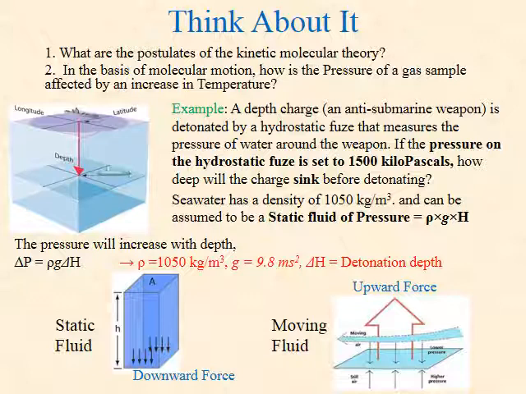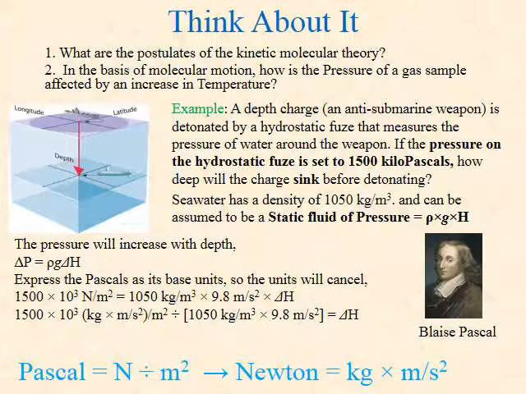The depth of the seawater is the unknown. We substitute 1,050 kilograms per cubic meter for the density, 9.8 meters per second squared for the acceleration of gravity, and use 1,500 kilopascals, written as 1,500 times 10 to the third pascals. In order to see how the units cancel to give the answer in meters, it is better to write the pascals in terms of the component base units.